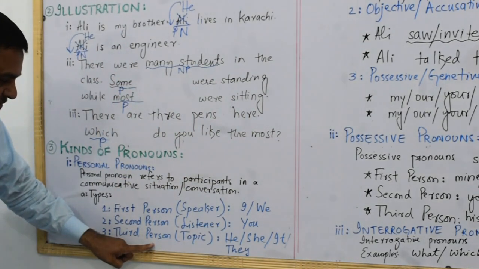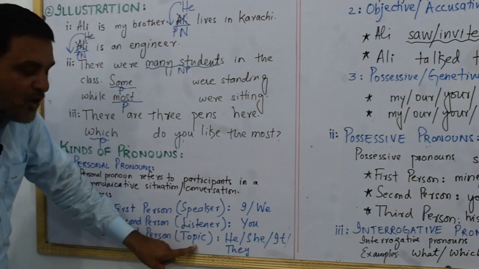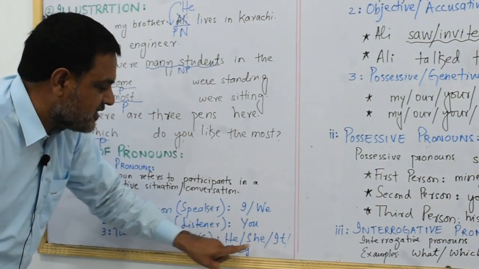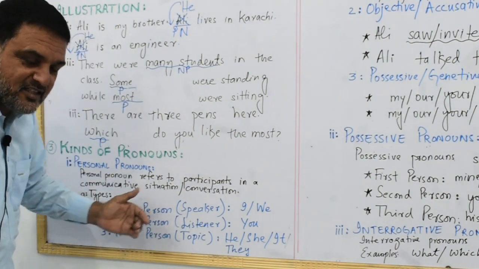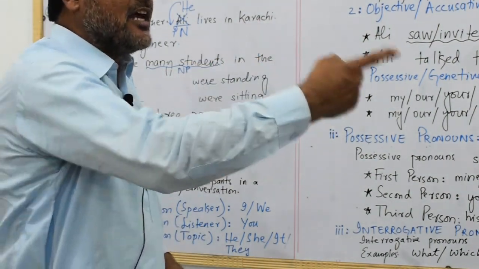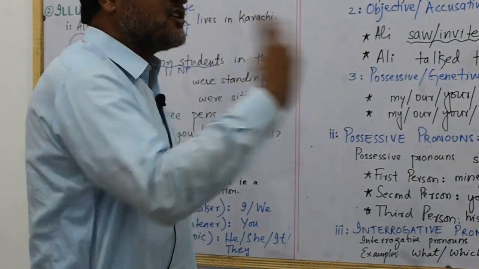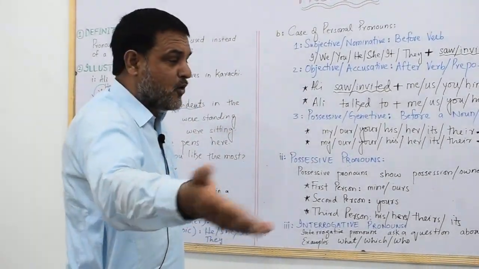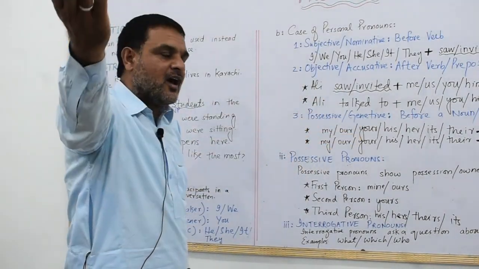Third person. Who is the third person? The topic, the one who is being discussed. He, she, it, they. They are called third person because you can say, I tell you that she is a nice girl. I tell you that he is a nice boy. I tell you that it is my book. I tell you that they are nice people.